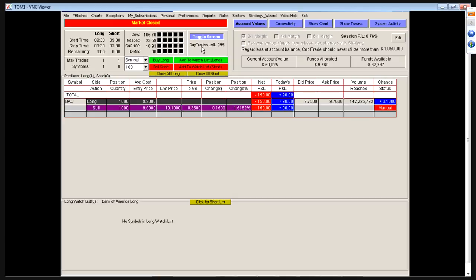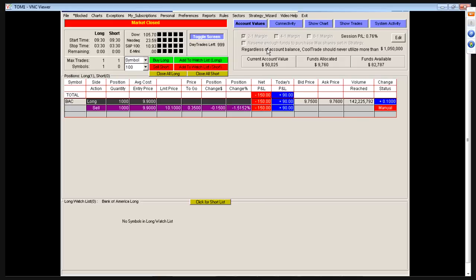Perfect. Thanks, Ed. Okay, so over to the right here, we've got the account value, so it's going to tell you how much you have in your account, your funds that are allocated. So in this account, there's $9,760 allocated. The account value is $50,025, and funds available are $82,787. The reason that it's $82,787 is we're utilizing a 2-to-1 margin, meaning that if you set up an account with $50,000, you're going to have twice that as buying power. It's a line of credit, essentially, that you get from the broker.